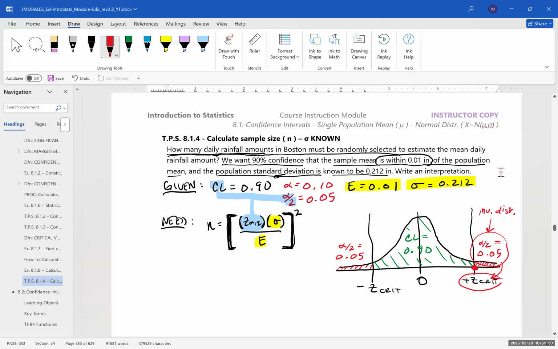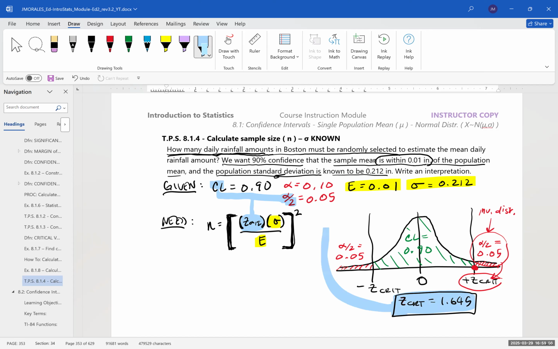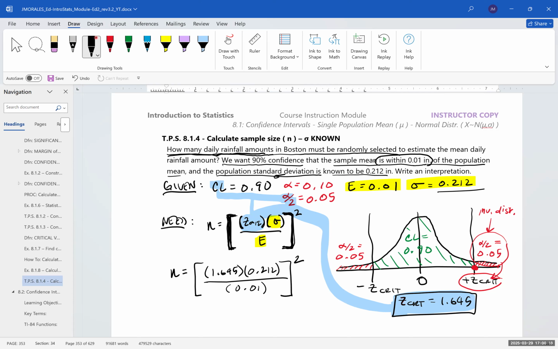And okay, so the z-score that we just calculated, the z-critical score, was 1.645. All right, so we're going to use that critical score up here. So n is equal to 1.645 times sigma, which is 0.212, divided by our error, which is 0.01. Make sure to square that. Okay.